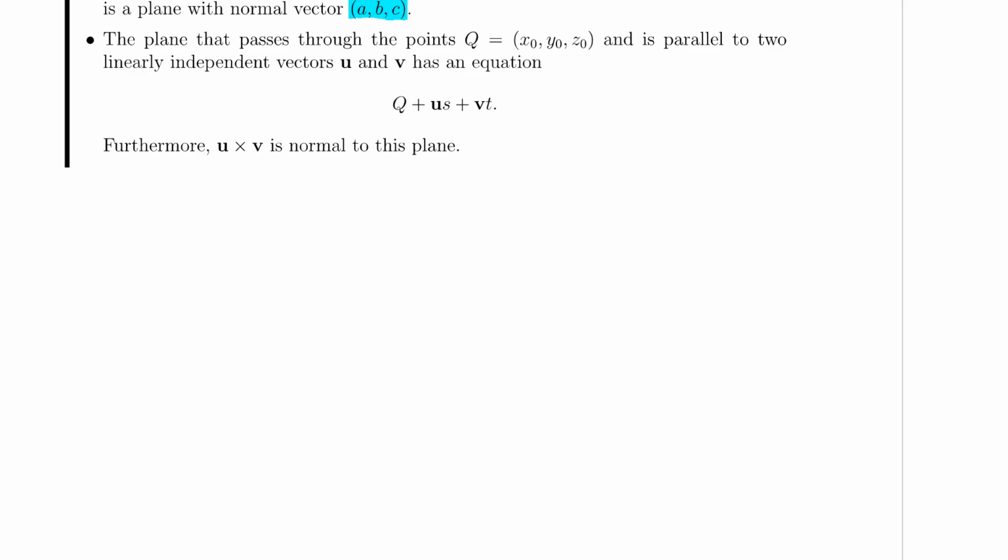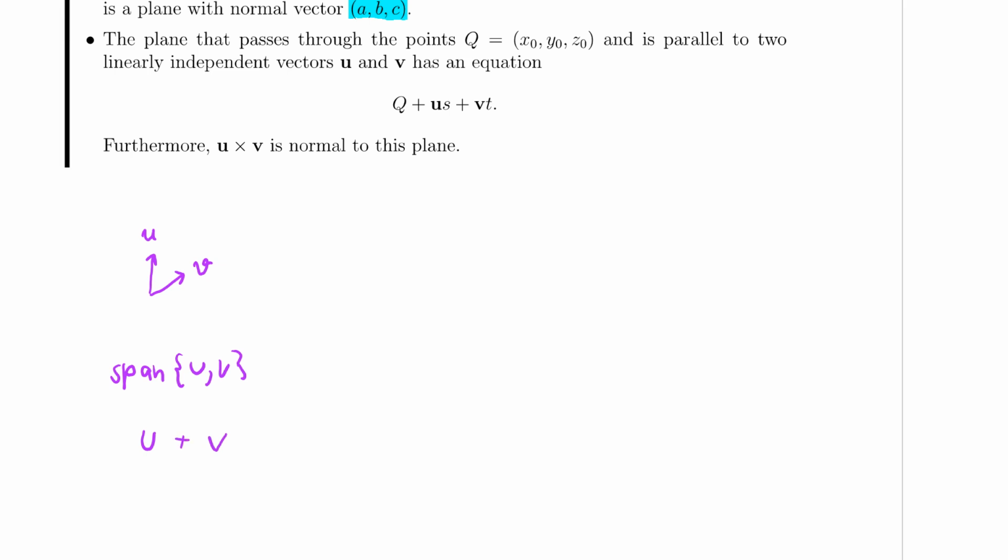Another way that we can think of a plane is as a span of two linearly independent vectors. Let's say we have two vectors u and v here. The span of u and v are all the linear combinations of u and v. So I'm looking at something times u plus something times v.